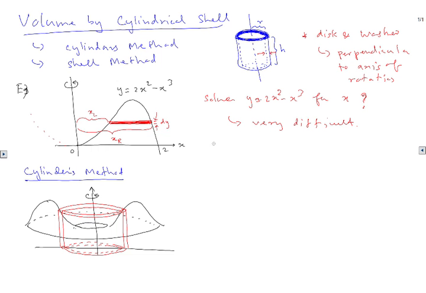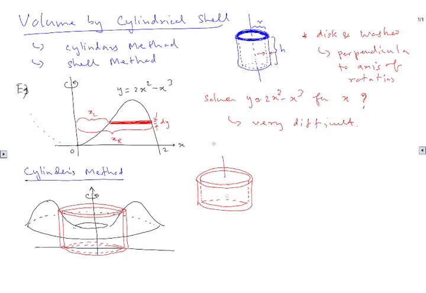So now what we want to do is find the volume of one such shell. So it looks like that. So this is how it looks, and then the height, and we have this. It's not that difficult to find.